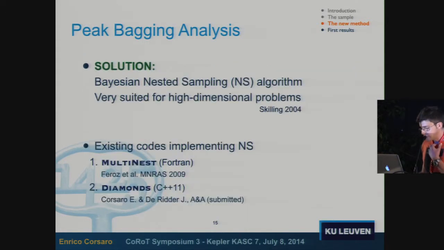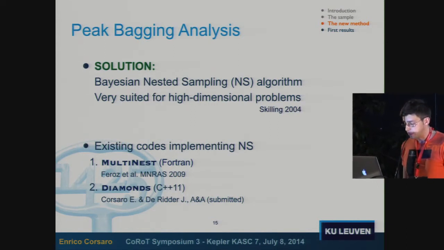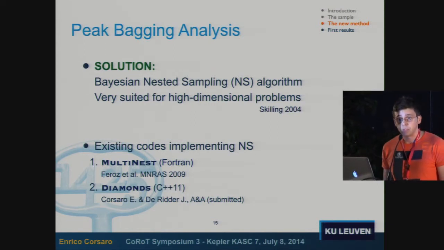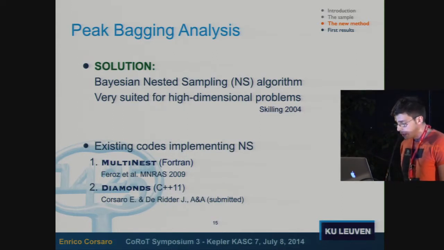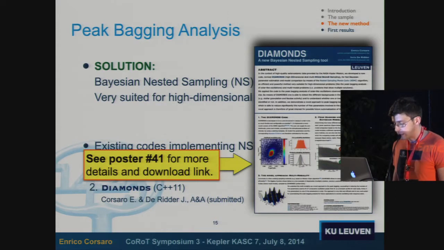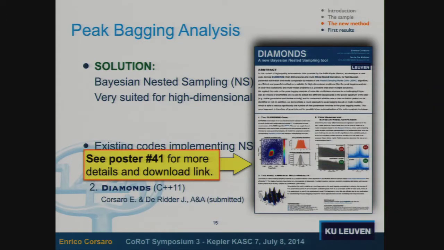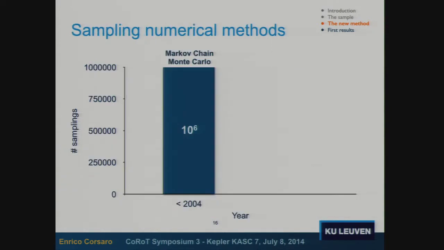The solution that I provide is based on the Bayesian Nested Sampling, again, as Thomas explained before, because it's a very suited algorithm for high-dimensional problems. Existing codes implementing the nested sampling are MultiNest, which is in Fortran, and DIAMONDS, that is a recently developed code in C++, and you can also find more details in my poster, number 41, concerning this code.